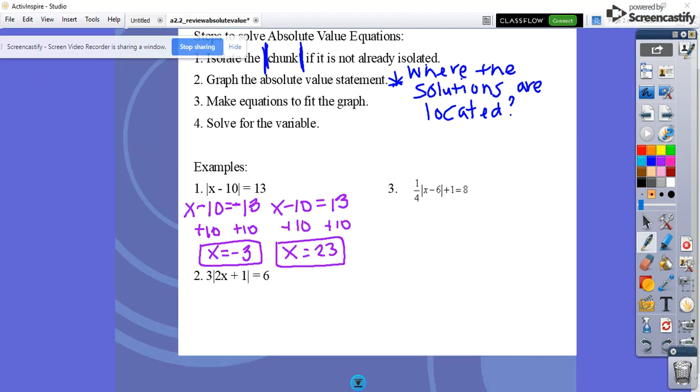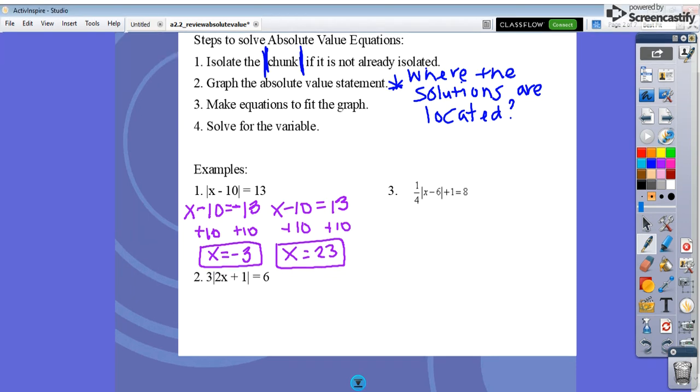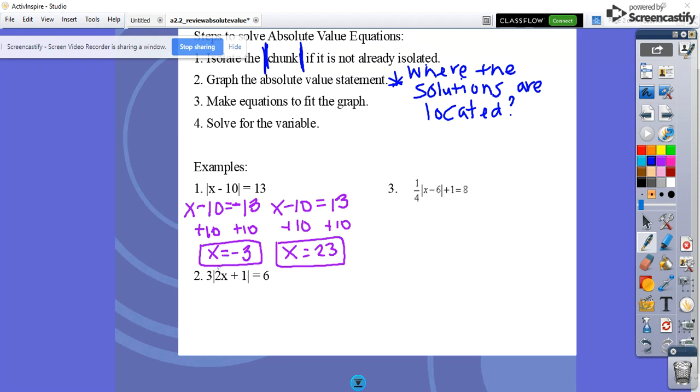All right, so let's look at our solutions. In our first equation, we should have divided by 3 on both sides. So our first step looks like absolute value 2x plus 1 equals 2. Now I have the absolute value isolated. I can split into 2 equations. I have 2x plus 1 equals negative 2, and 2x plus 1 equals positive 2.